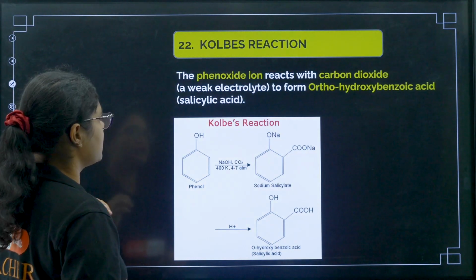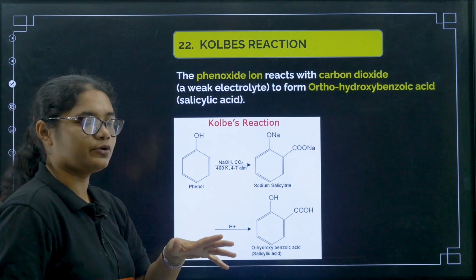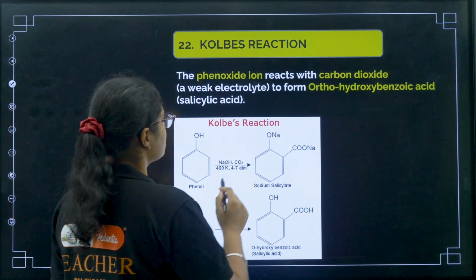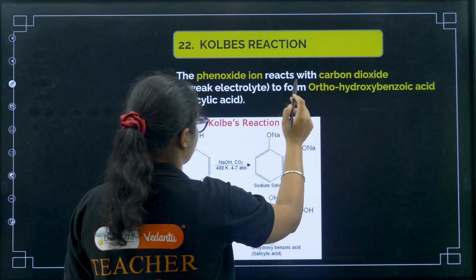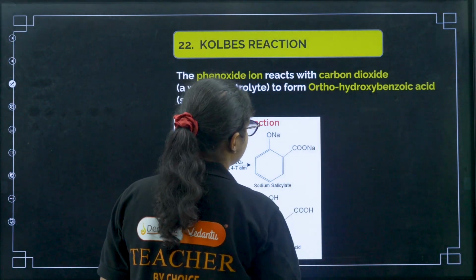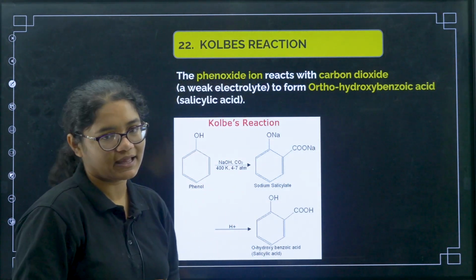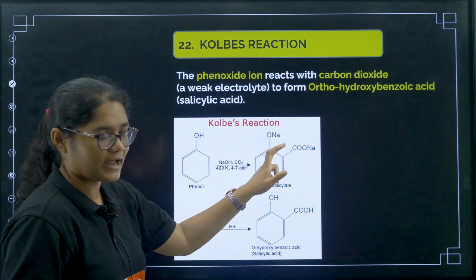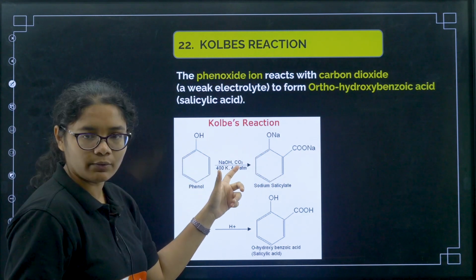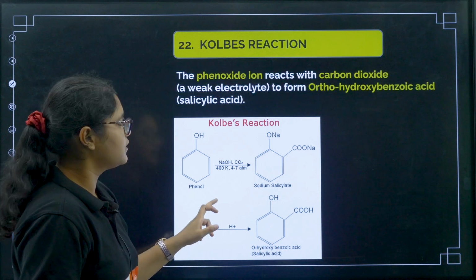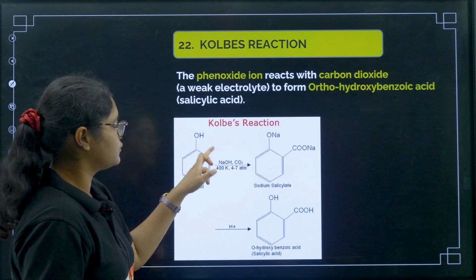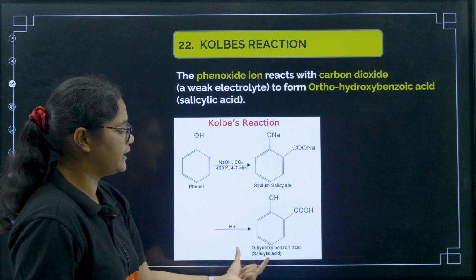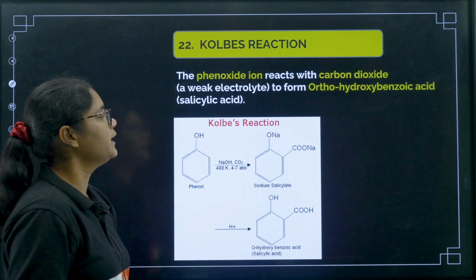Let us see the next one. So yes, from K I told you Kolbe's reaction is also there. So Kolbe's reaction, what does it do? The phenoxide ion reacts with carbon dioxide to form ortho-hydroxybenzoic acid or salicylic acid. Okay, so if you have phenol group, first it is converted to phenoxide ion by simply treating it with NaOH. After that you react this with CO2. So the CO2 group is attached here and then protonation takes place and we get the salicylic acid.